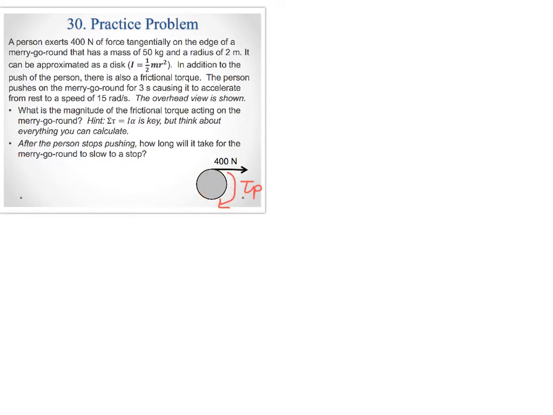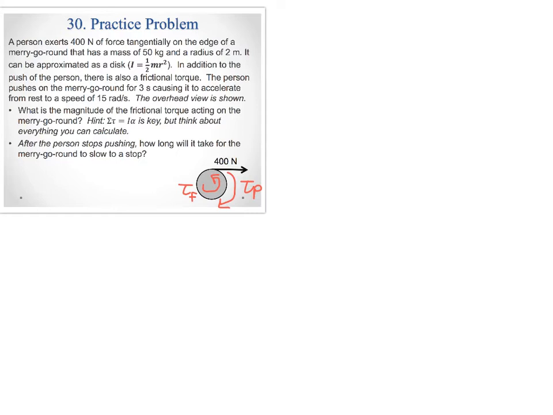We're also going to have a torque from friction, and we don't know exactly where that force acts, but we do know that it's going to act opposite to our pushing force. And so the thing that we're ultimately going to need to set up is sum of the torques equals I alpha. That's going to be our final step. But we're going to need to do a few other things first.